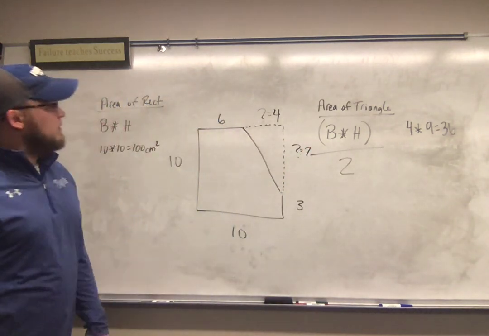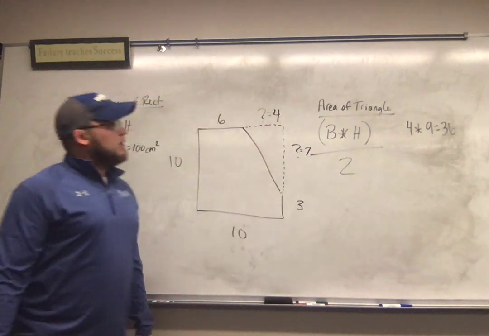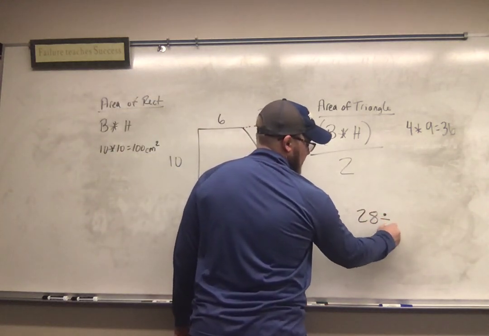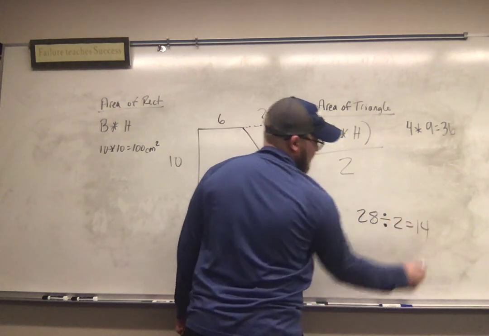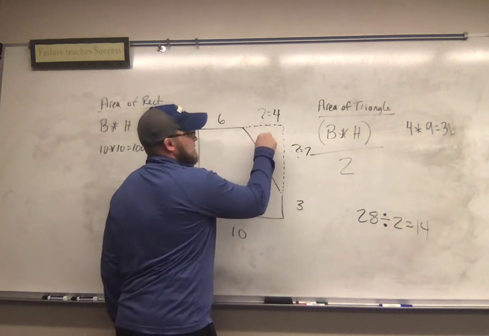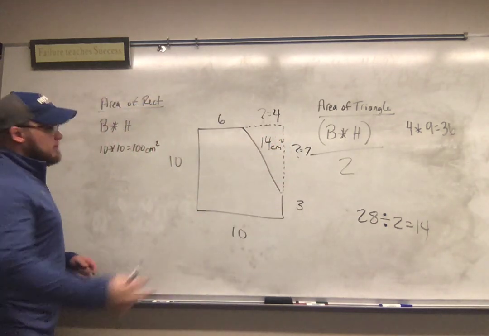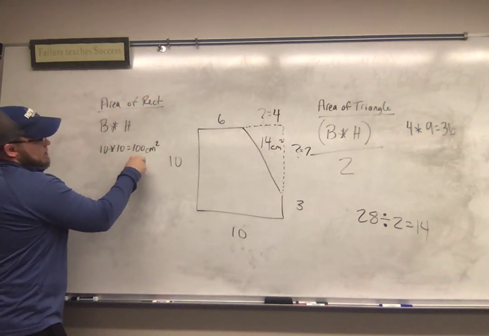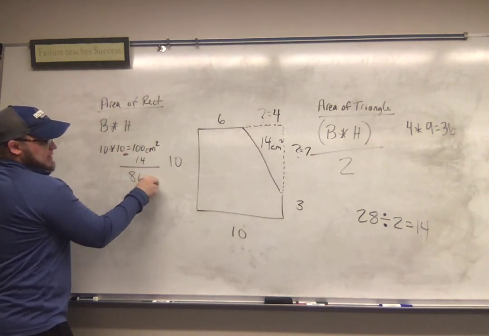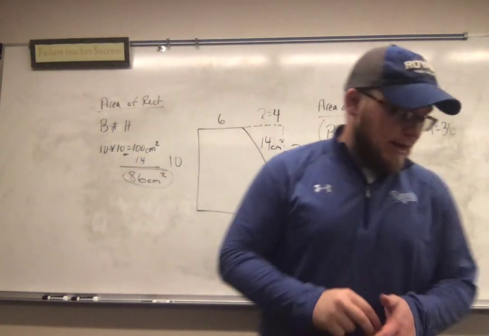There's 7 left. So when you do the area of this triangle, you're going to do 4 times 7 because that's base times height. 4 times 7 is 28. And that comes down to 28, divided by 2, which is 14. Now, the area of the missing piece is 14 centimeters squared. So you need to take that off of the 100. Okay, so you're going to subtract 14. You're going to get 86 centimeters squared. Kind of get out of the way so you can see.